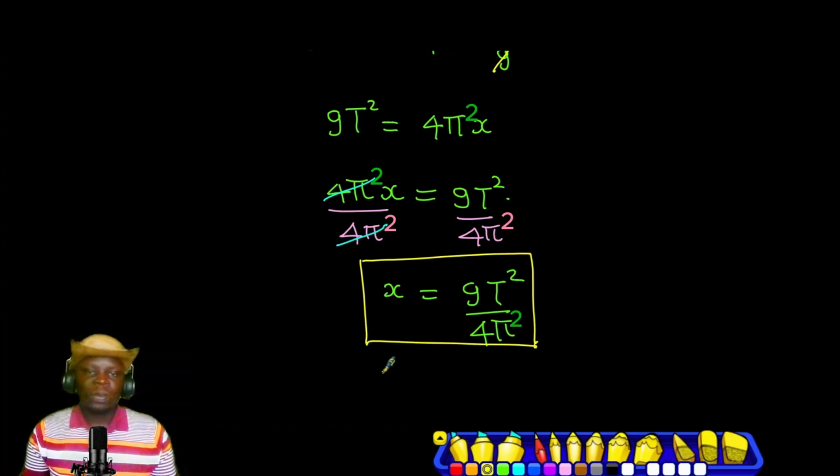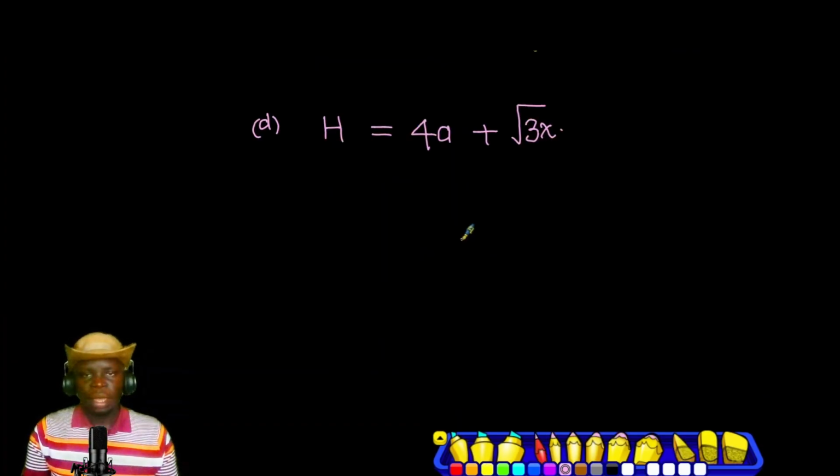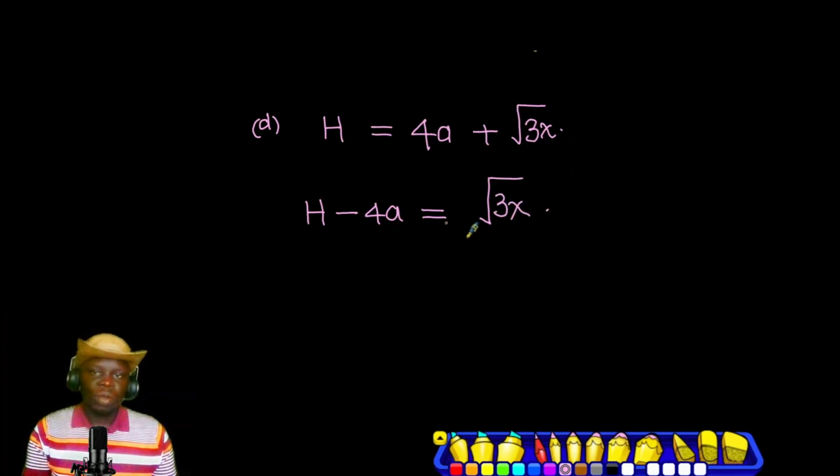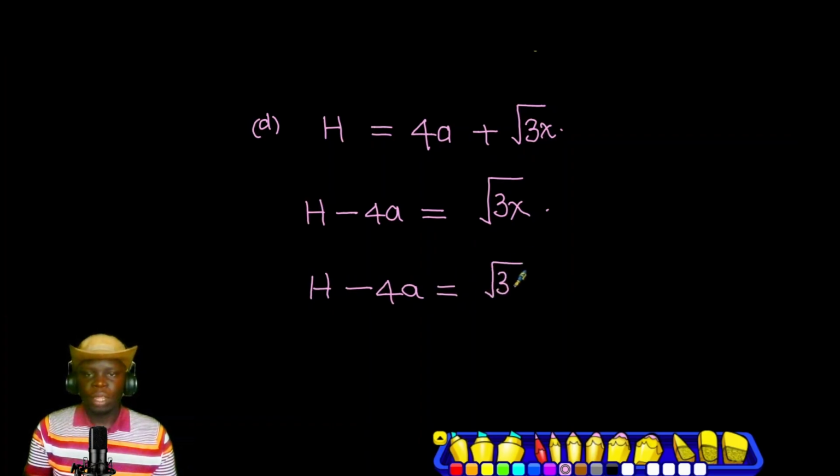Now let's go ahead and do the last one, and that is part D. For part D of the question, we have h equal to 4a plus square root of 3x. So we're going to take 4a to the left hand side. Therefore, let's have here our h minus 4a, and this is equal to the square root of 3x. Then we're going to remove this by squaring. So let's copy, and we have h minus 4a equals square root of 3x.